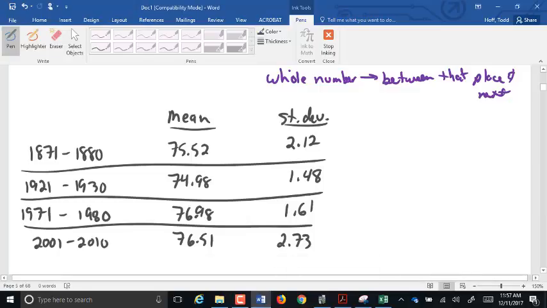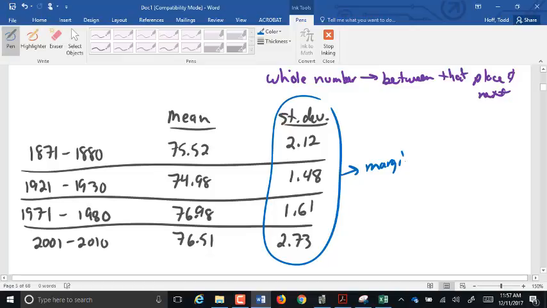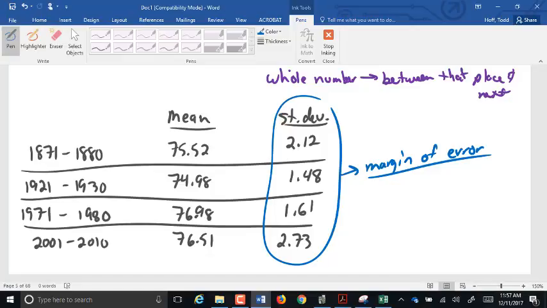If we look at these, the standard deviation has a lot to do with our margin of error. When we go to create that margin of error for any estimate, any interval estimate, that standard deviation is part of what works with that confidence interval to tell us how wide, what that plus or minus has to be, how big that margin of error has to be. So in this case, which decade would have the largest margin of error?